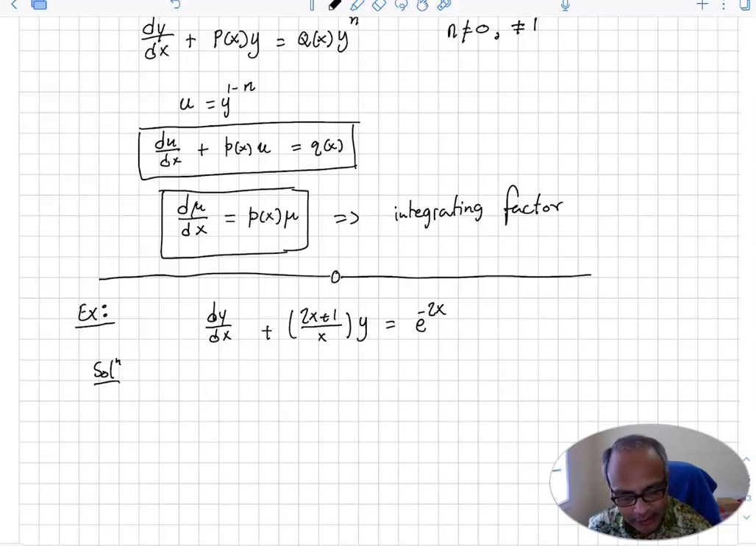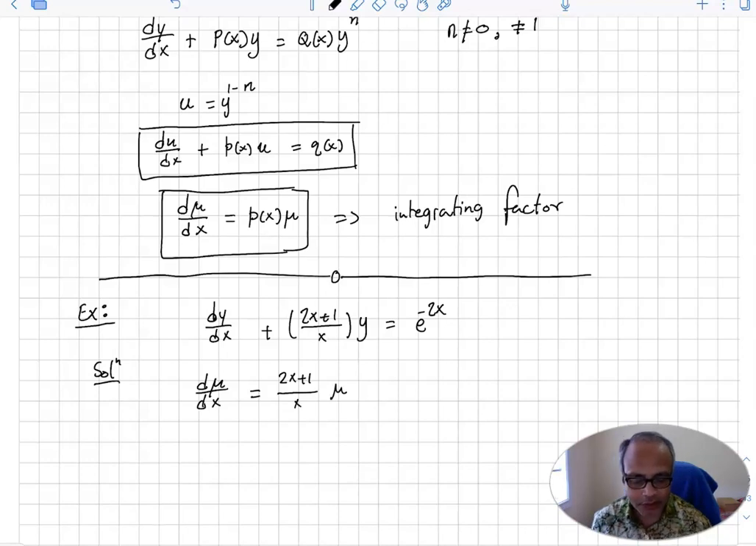Since this is a linear equation, we find the integrating factor. Again, I am not suggesting you memorize the formula for the integrating factor. Rather, the idea is that you want to find a mu. Let's denote by mu, the Greek letter mu, the integrating factor. So d mu dx, the first derivative of mu, is written by looking at the linear term of the differential equation.